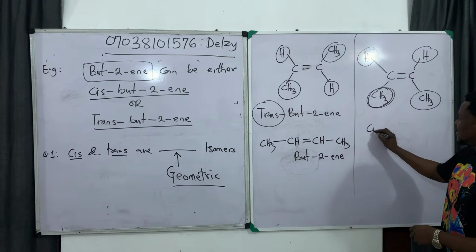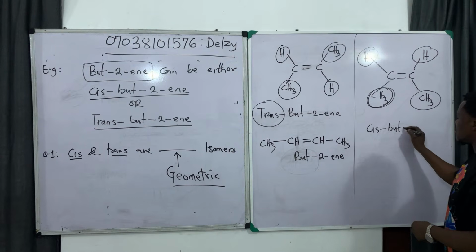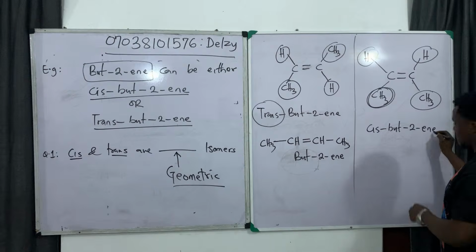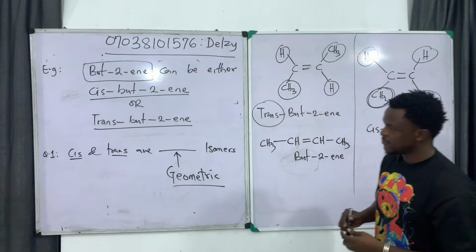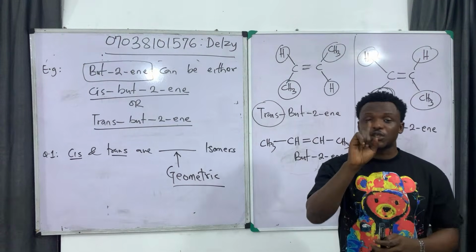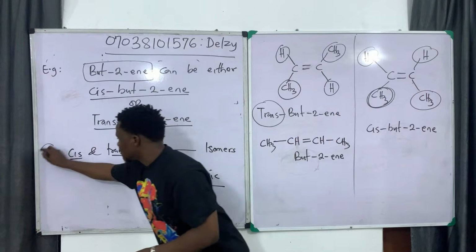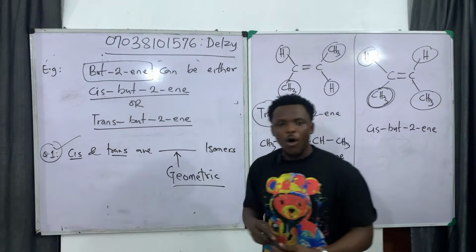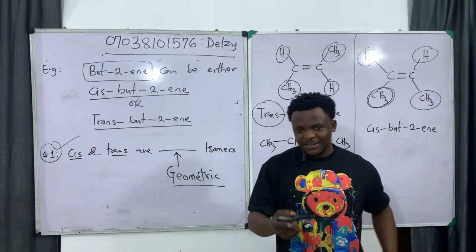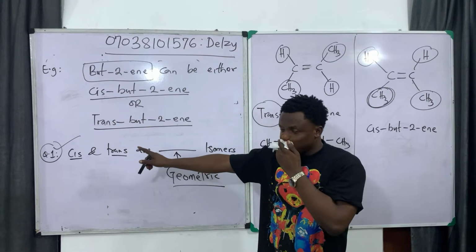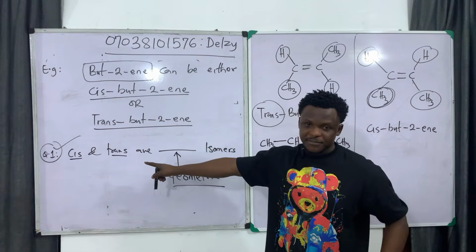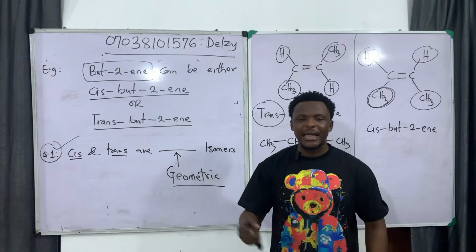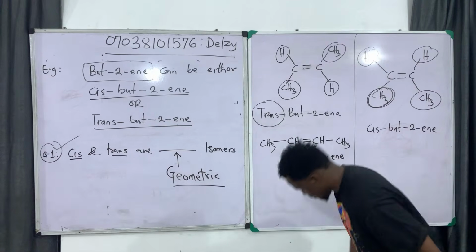Whereas this guy is cis but 2-ene. So one of the ways a question can be asked is this. Remember, I will always show you how questions will be asked. One of the ways is this. Now, what is the second way a question can be asked? Let me show us.